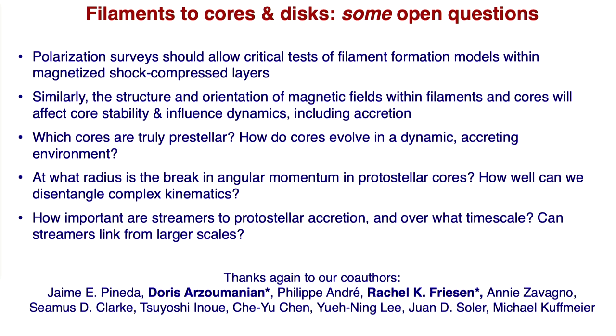Which cores are truly prestellar, and so how do cores evolve? How much of the mass that you end up with in a core comes from the outside to the inside? When we define a core, is that the mass that's really available for star formation? And then, where do we find the break in angular momentum? How well can we disentangle this complex kinematics? And how important are streamers to protostellar accretion? So I just want to thank again our co-authors, and then Doris and I will be available for questions.